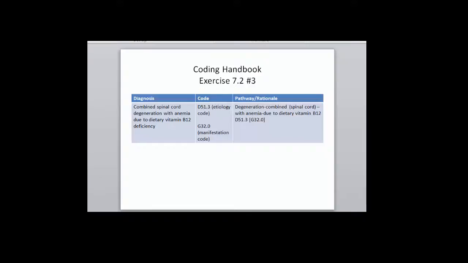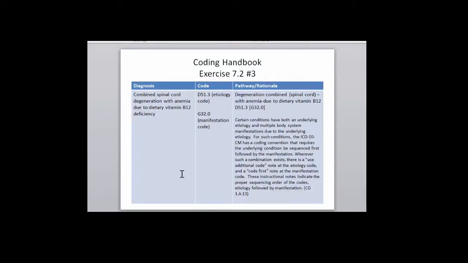So let's go back. And now let's look at what guidelines would work best. And this one is what I've selected. Coding Guideline 1A13. And this is when certain conditions have an underlying etiology and multiple body system manifestations due to the underlying etiology. And this convention requires that that underlying condition be sequenced first, followed by the manifestation. So this is what I've done, and this is where I've quoted that guideline.